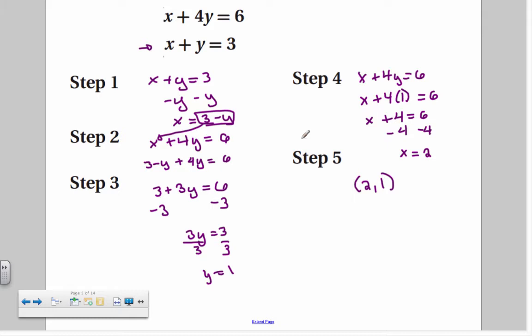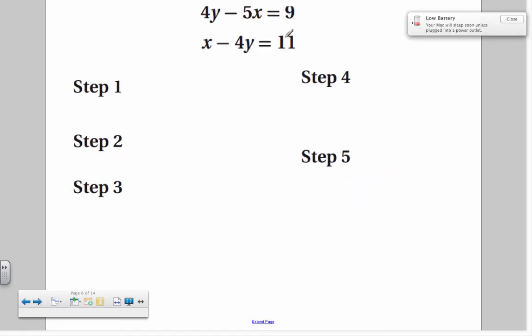If you need to, take a minute, pause, rewind, go back to any steps that you're not familiar with. Let's take a look now at another problem. Like the last example, now I have to solve again for a variable because neither equation has x or y solved for on one side of an equation.